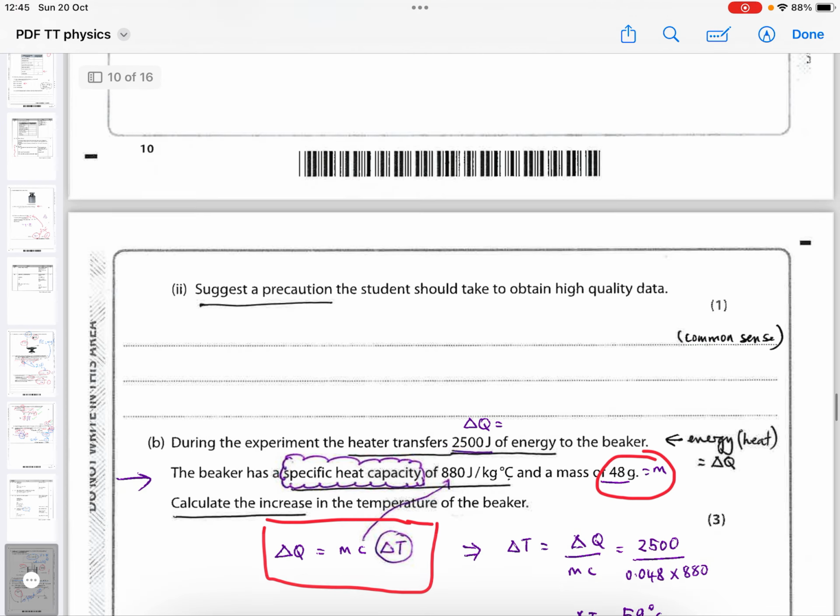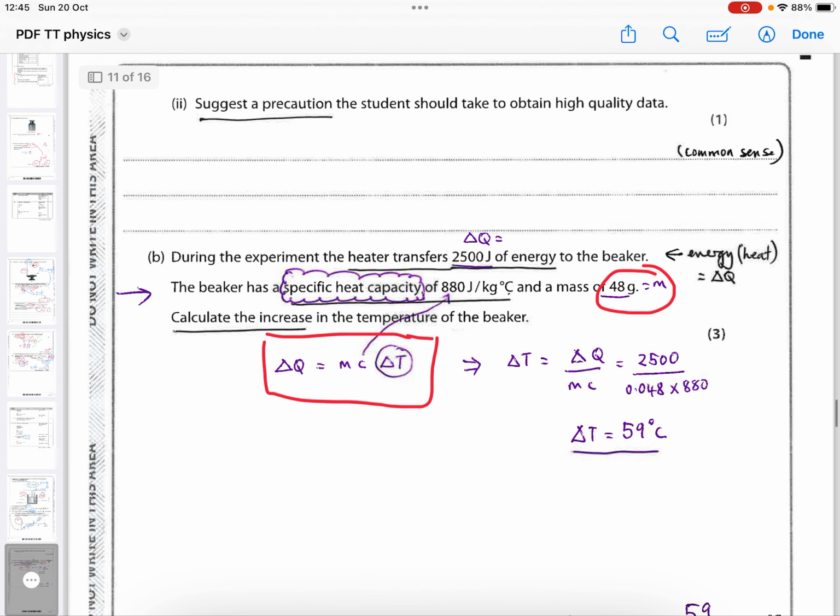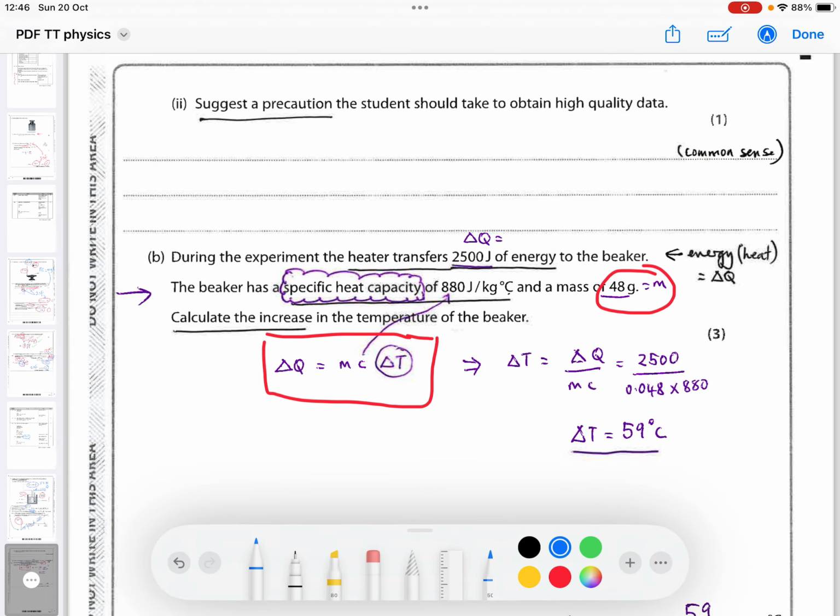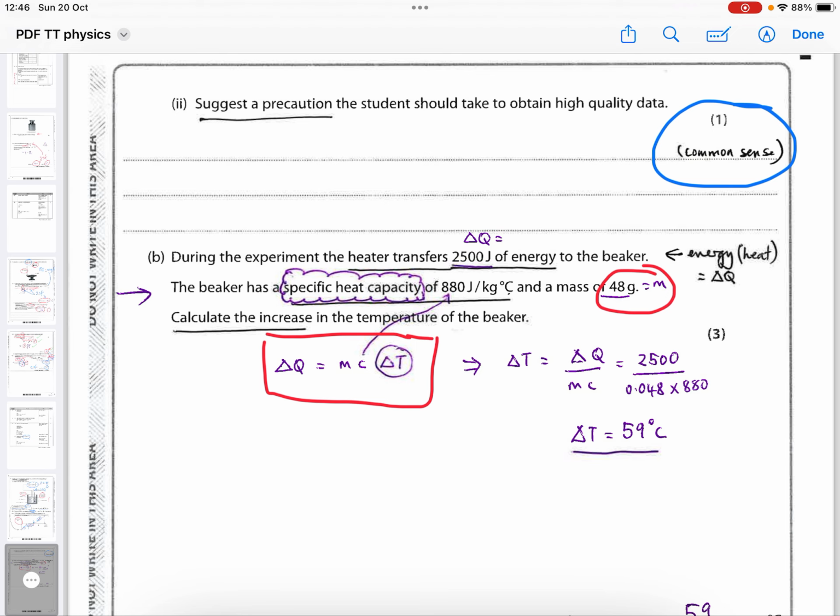All right. And the next bit, it wants you to go into calculating the specific heat capacity. But before that, they want you to suggest a precaution the student should take to obtain high quality data. So anything common sense, they will give you a mark for. That's 1 mark for common sense, and we'll look at it on the mark scheme in a minute. The next bit says, during the experiment, the heater transfers 2,500 joules of energy. So that's a heat transfer. Remember, there's heat transfer, there's electrical transfer of work, and there's also mechanical transfer. So in this test, you've met them all.